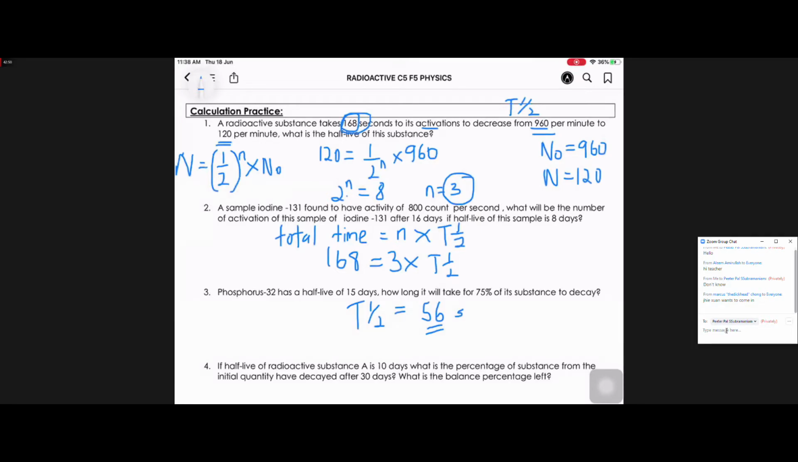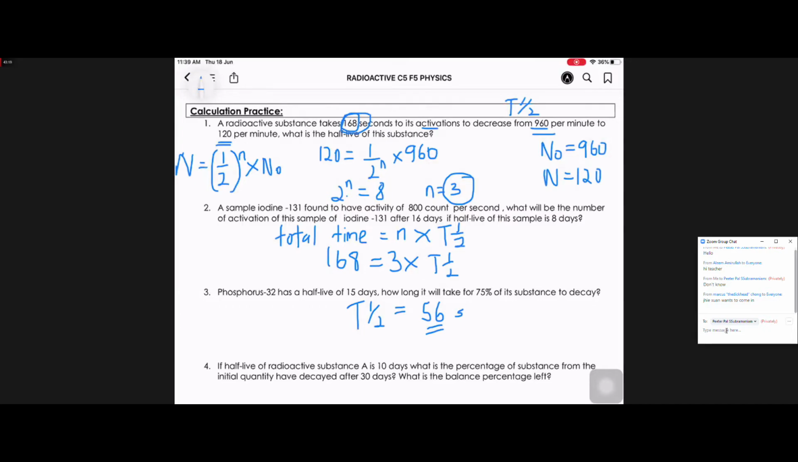Semua sudah salin? Sean, you copy already, Sean? Wait. I don't understand the first part. Okay, wait. You copy first, I explain again.